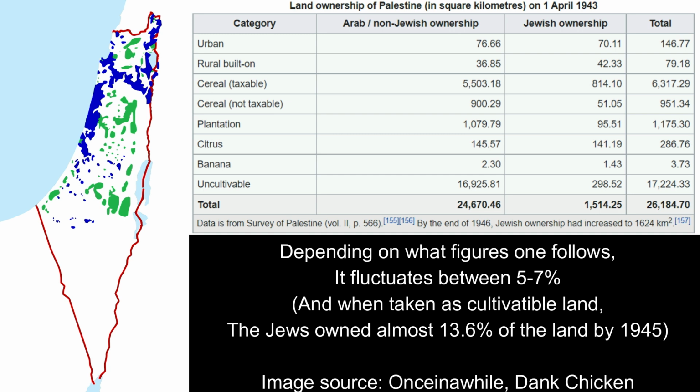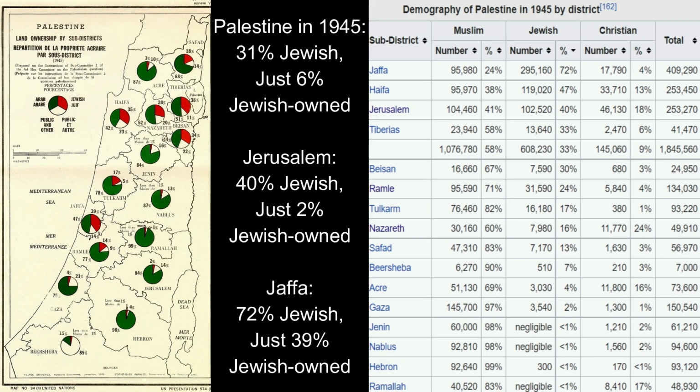But where the Jews owned land was very disproportionate, A, to their population, and B, across the country, right? So whereas in Jerusalem, for instance, where they made up 40% of the population, there they owned just 2% of the land. Whereas in Jaffa, where they had set up Tel Aviv, they made up 72% of the population, but they owned just 39% of the land. So as you can see, even though it's 5 to 6% of the land that they own in terms of the total area, actually when you break it down, they only have a big ownership in a handful of different places.